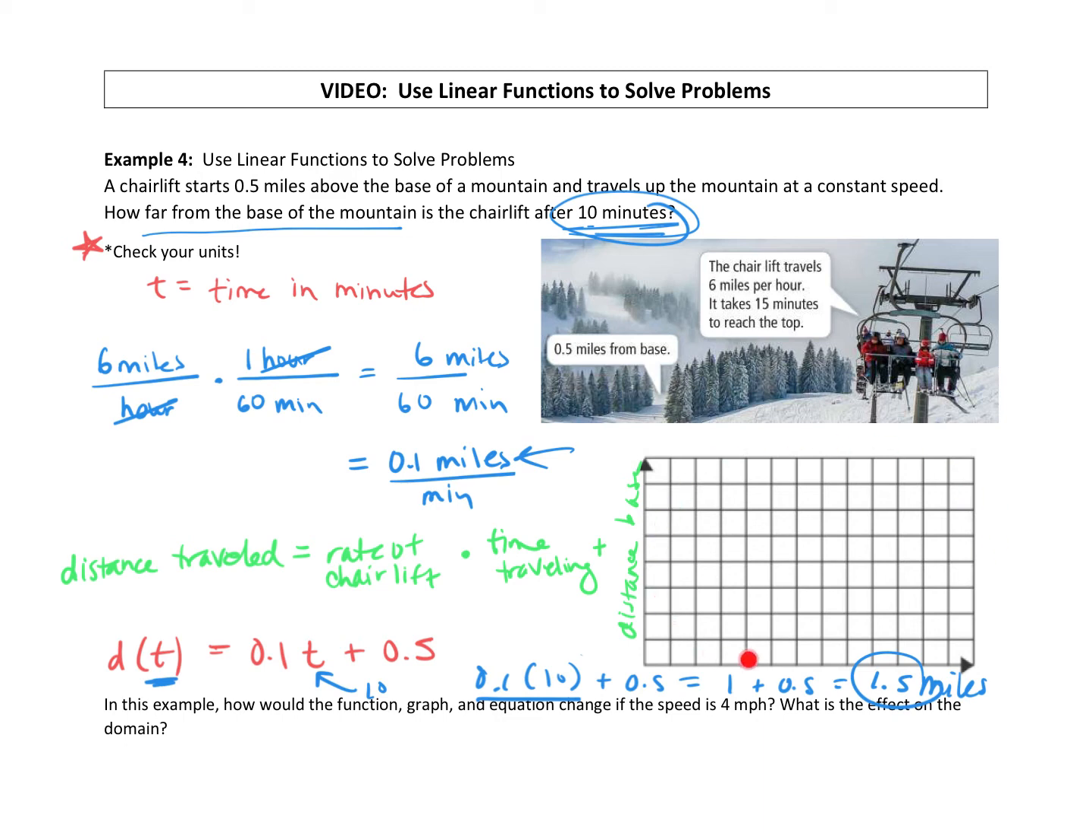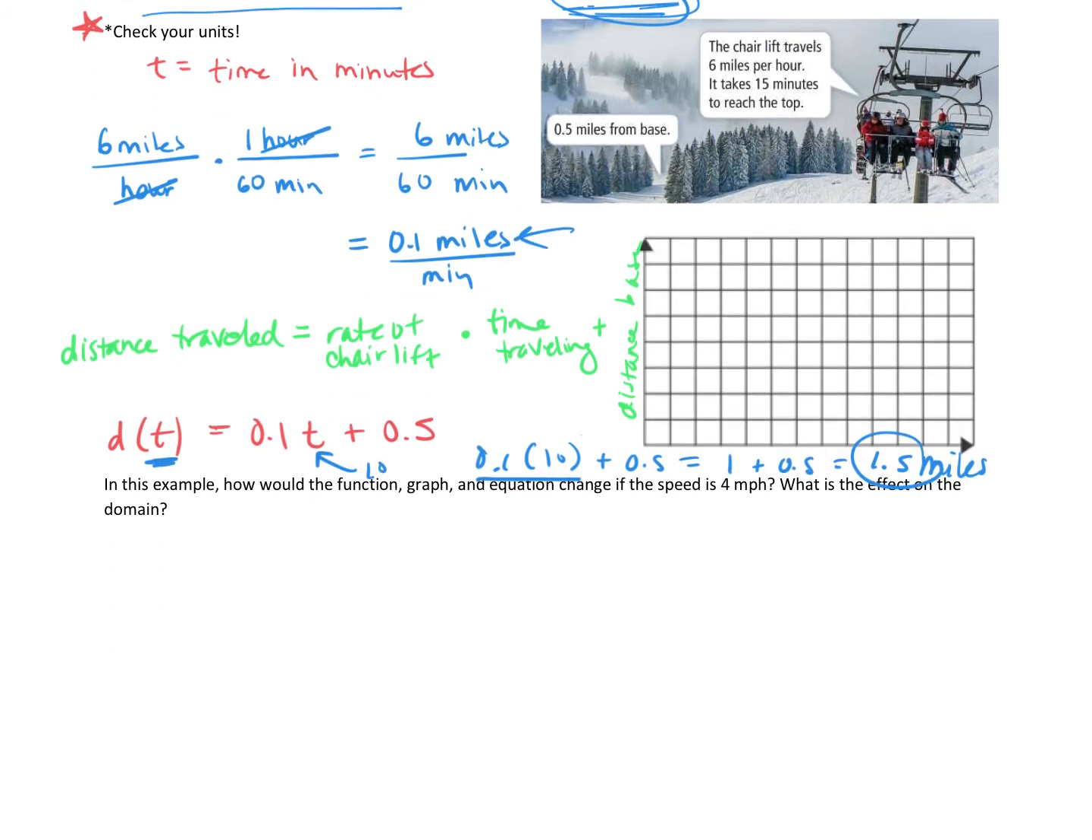Here we have a graph. We could have graphed that. I'm just going to skip over that so we can answer our second question and call this example done. All right, so in this example, how would the function, graph, and equation change if the speed is 4 miles per hour? What is the effect on the domain?